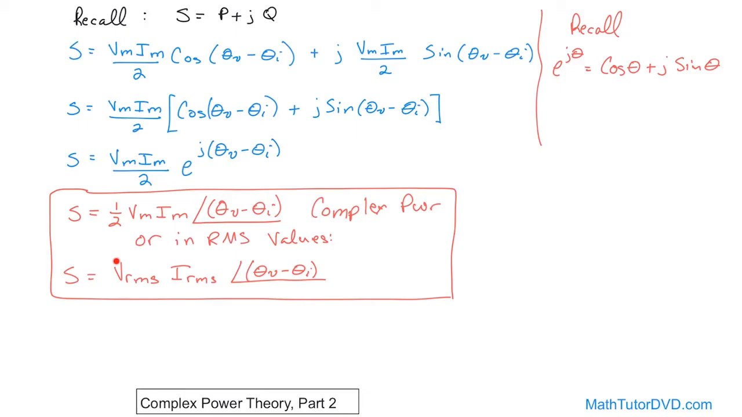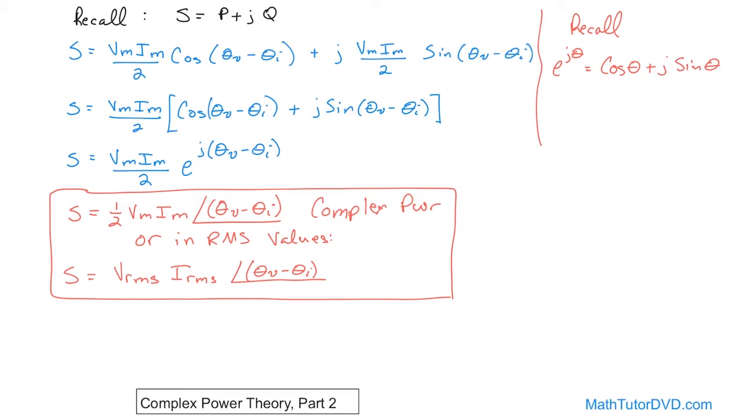But we drop the 1/2. Why did we drop the 1/2? It's because to go from Vm to VRMS, you divide by the square root of 2. To go from Im to IRMS, you also divide by the square root of 2. So if you divide both of these by the square root of 2, you're going to get a square root of 4, which is 2, which is going to cancel with the 1/2. So basically, you drop the 1/2, and that's why it falls away. It's not an accident. So what does this mean?